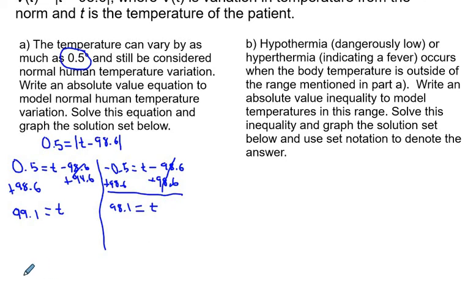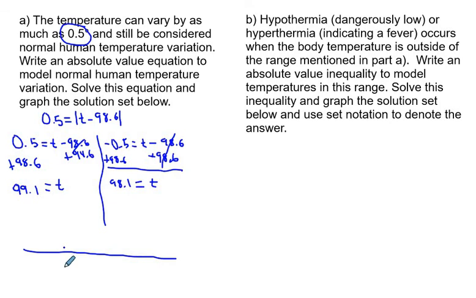So if I were to graph this on a number line, it probably would make sense to maybe use a unit of just one, or maybe we'll just go by 0.5s. So this would be 99 degrees. This would be 99.5. And then 100. And then here we would have 98.5. And then below that we'd have 98 degrees.